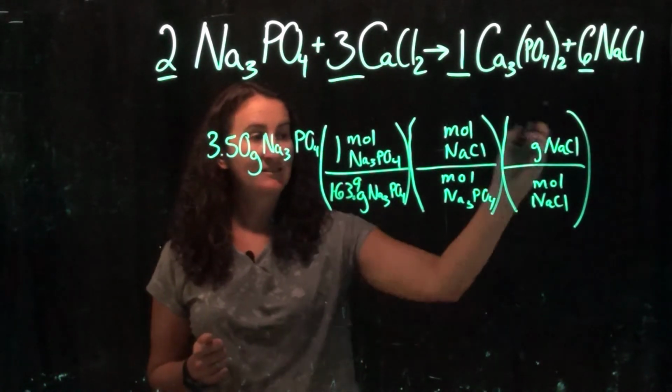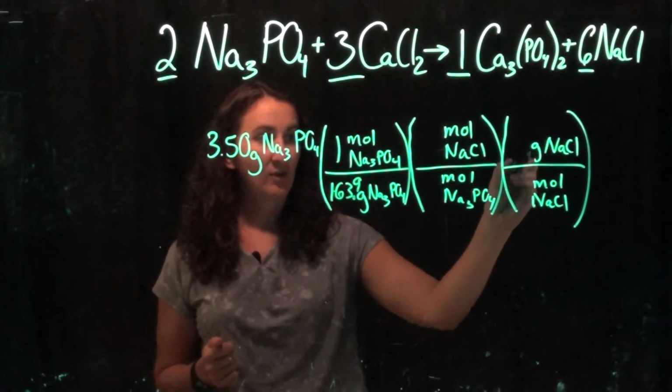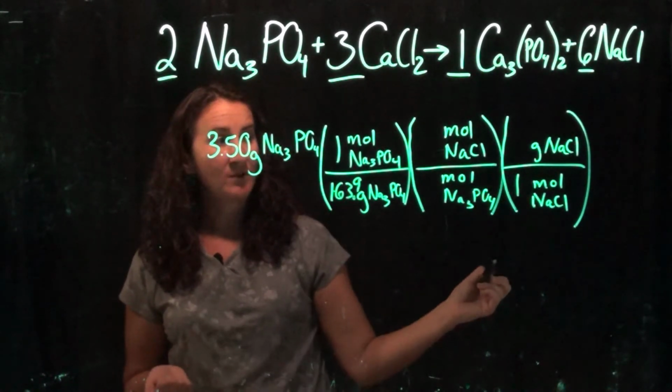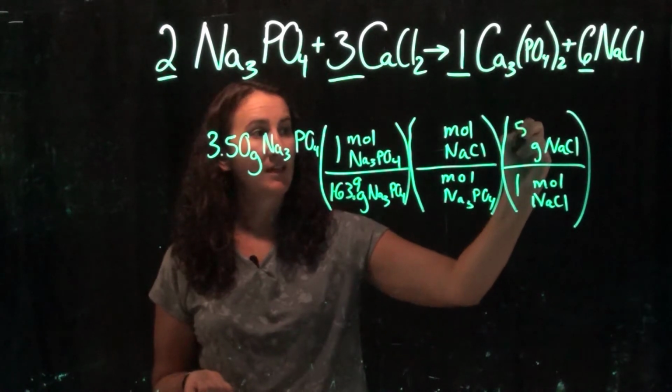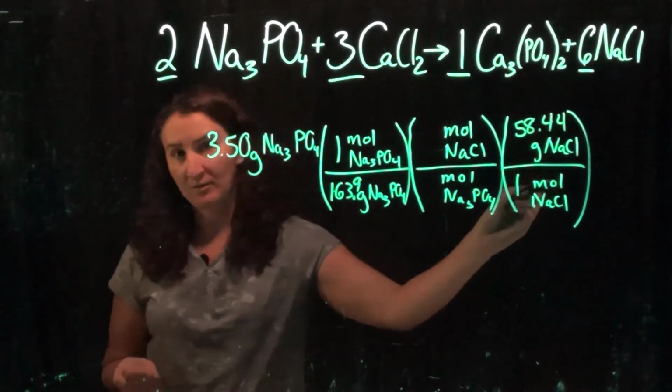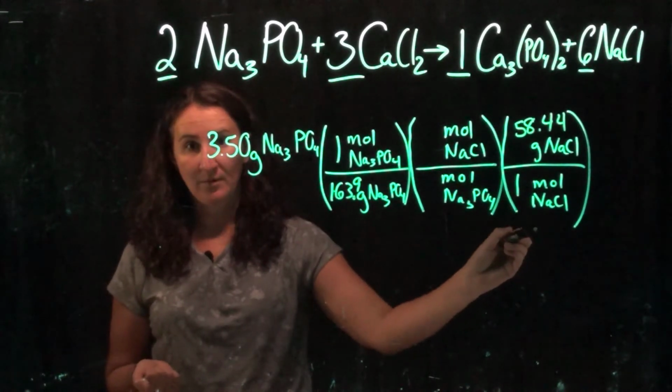Now what about over here? It's the same type of conversion factor, right? You have grams per mole, which is the molar mass. So here we've got, in 1 mole of sodium chloride, you can calculate the molecular weight. 58.44 grams of sodium chloride in 1 mole of sodium chloride.